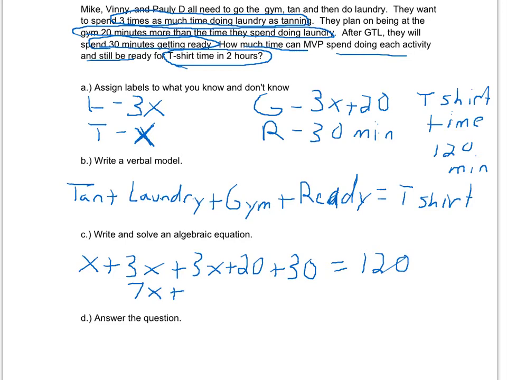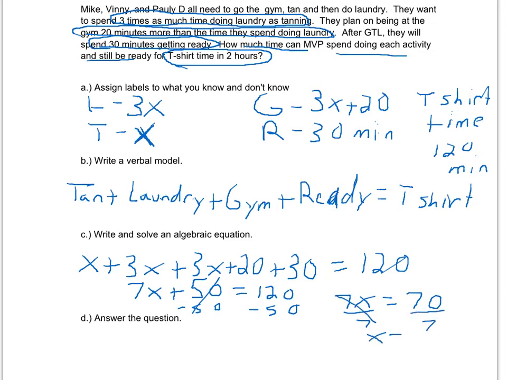Plus, I got 20 and 30 can be added to get 50, and that equals 120. Okay, now I'm going to solve this equation like a normal multi-step equation. I'm going to do negative 50 on both sides to get rid of the positive 50. They cancel, leaves me with 7x equals 120 minus 50 is 70. Then I'm going to divide by 7 on each side, and x has to equal 10.